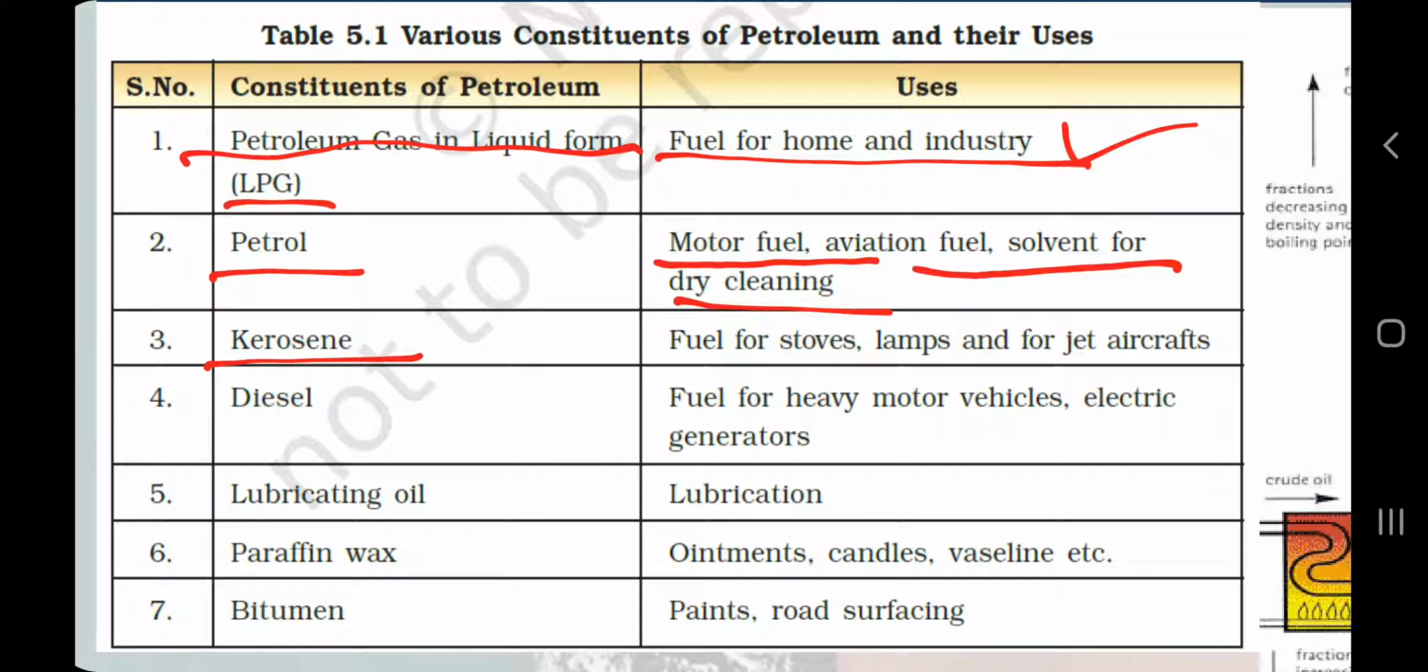Then kerosene. 50 or 100 years back, we were more dependent on kerosene. Nowadays we are more dependent on LPG. I have seen the use of kerosene in my home also, and I am sure many of your parents have seen it. Many students may have seen kerosene used for cleaning or painting. It is a fuel for stoves, lamps and jet aircraft. Then diesel, again many cars run on diesel. I am sure you have heard about petrol and diesel.